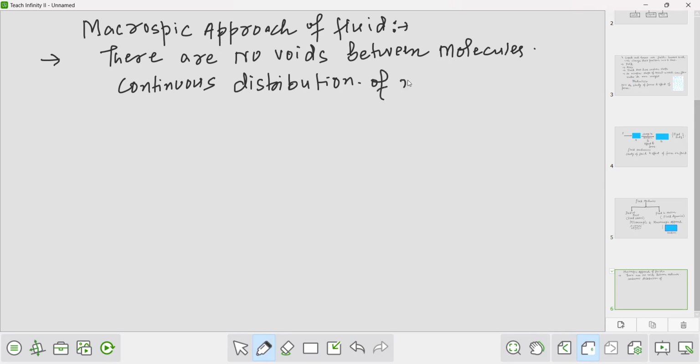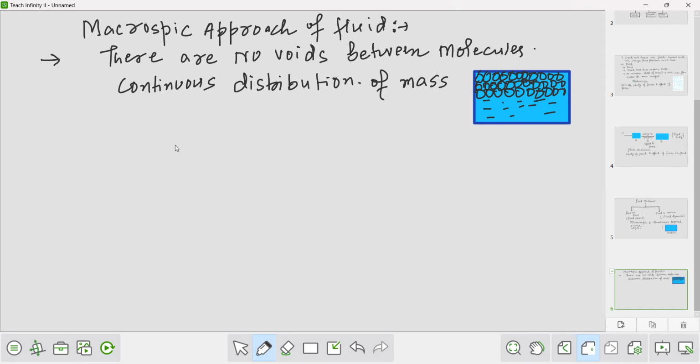The mass is completely continuously distributed, there are no voids in between. Okay guys, like this, if you see, there is continuous distribution of mass or molecules and there is no void space between these molecules. This is called continuous distribution of mass.